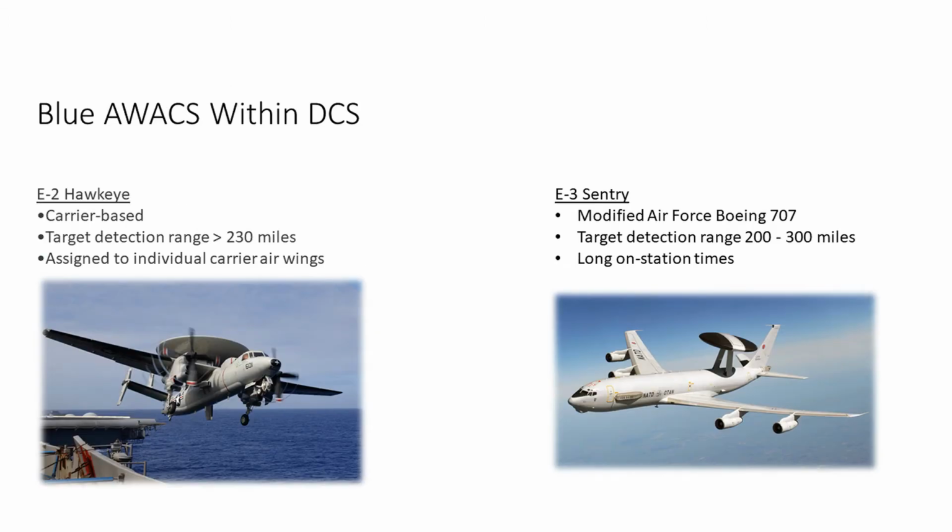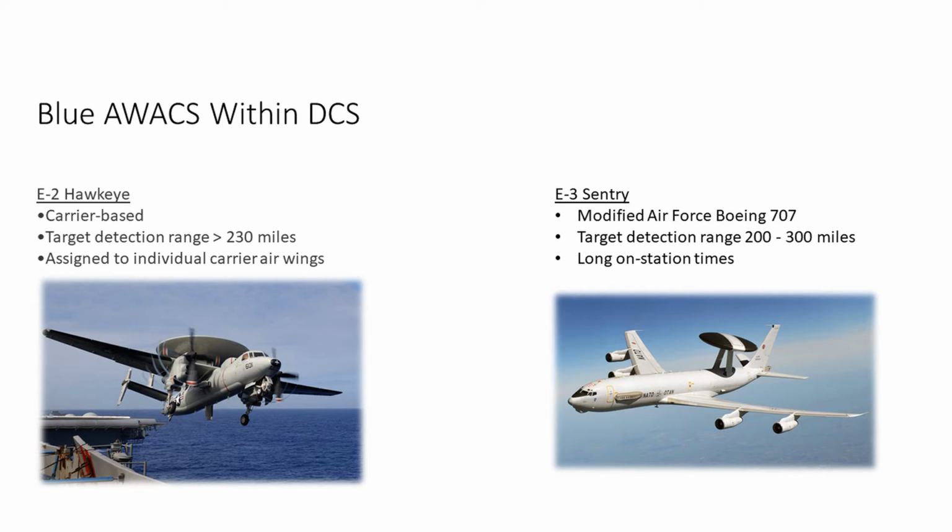So let's have a look at two different kinds of AWACS that exist on the blue side in DCS. That's the E2 Hawkeye and the E3 Sentry, and they both more or less do the same thing in the game. One of them is carrier-based, one of them is land-based. The E3 has a larger detection range and it can stay on station quite a bit longer, I believe. The E2 has shorter range, but because it's carrier-based, you can bring it more places, especially once the new maps come out that are more sea focused. And in practice, one of those would actually be assigned to each wing.